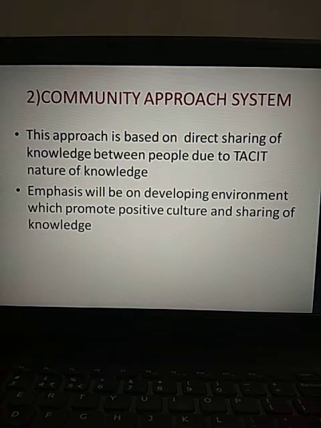Emphasis will be on developing an environment which promotes a positive culture and sharing of knowledge. More trust will be there in the creation of the positive culture and mutual sharing of the knowledge. So what to call this kind of approach? Community approach system.